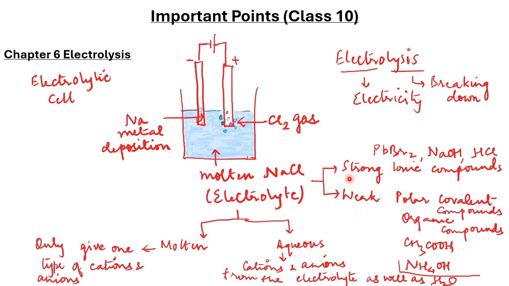Now, electrolytes are of two types. Strong ionic compounds are strong electrolytes, and polar compounds or organic compounds are weak electrolytes. Strong electrolyte examples: lead bromide, sodium hydroxide, HCl. Weak electrolytes: acetic acid, ammonium hydroxide. Keep in mind, when it is molten, only sodium and chloride ions will be formed. So only one type of cation and one type of anion would be formed in molten form. But in aqueous, water is also there along with the electrolyte, so you would have at least two types of cations and two types of anions.